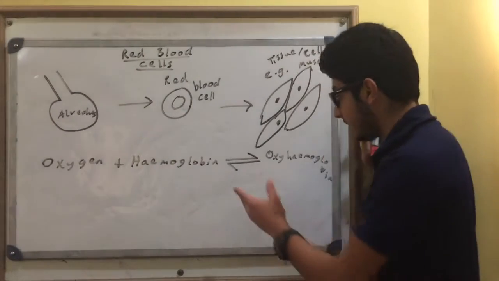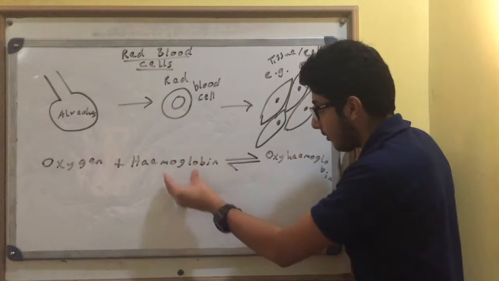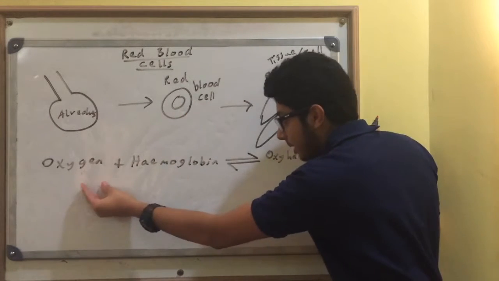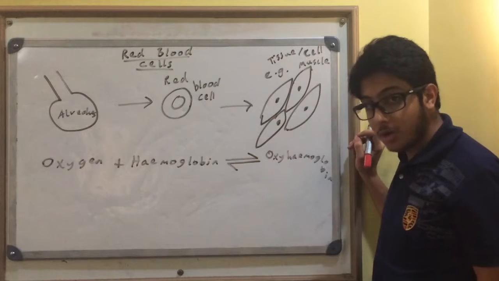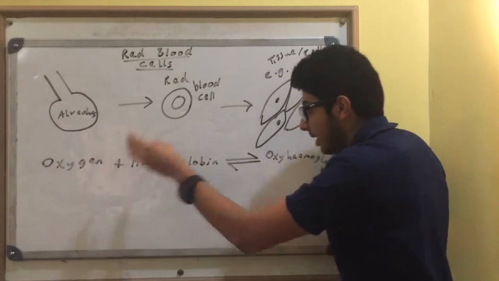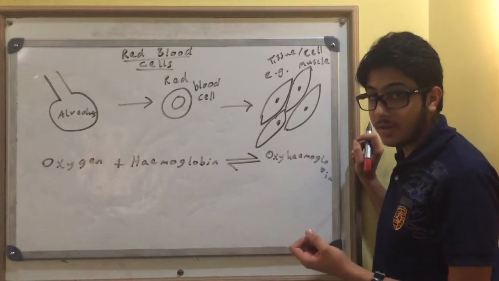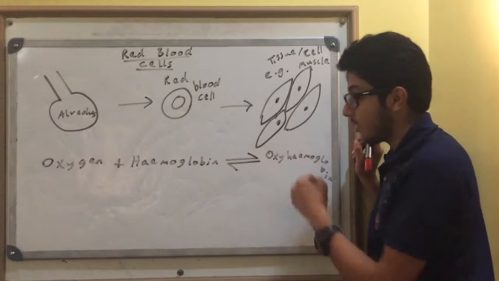So as you can see, it is a reversible reaction. In high concentrations, the hemoglobin from the red blood cell reacts with the oxygen to give you oxyhemoglobin. In low concentrations of oxygen, the oxyhemoglobin splits up to give you hemoglobin and oxygen again. So it's a reversible reaction, and our body relies on this, and its survival also relies on this.